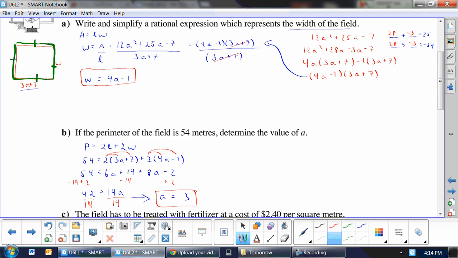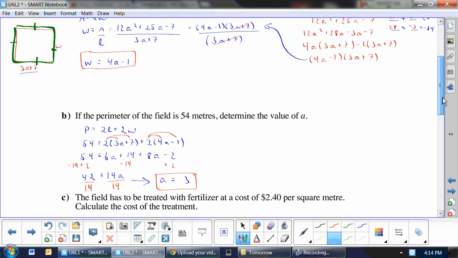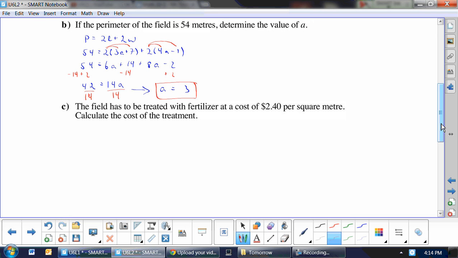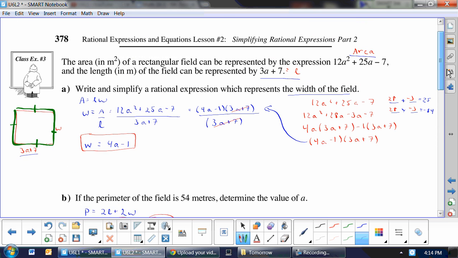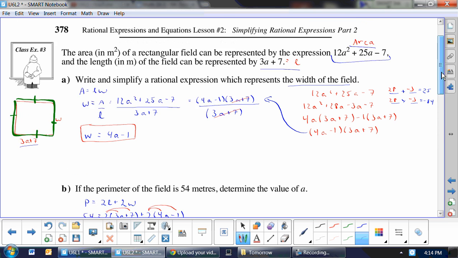That's our final answer. Okay. And then for part C, they say the field has to be treated with fertilizer at a cost of $2.40 per square meter. Calculate the cost of the treatment. Because they say square meter, there should be a bell going off that says area. So we already know our equation for area. We had it given to us right in the beginning.